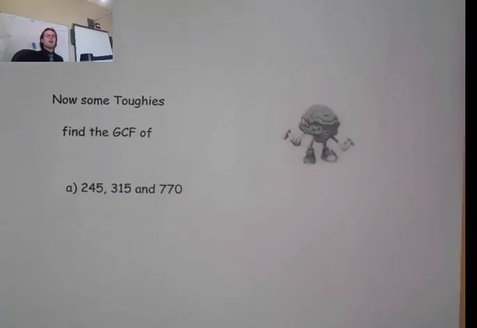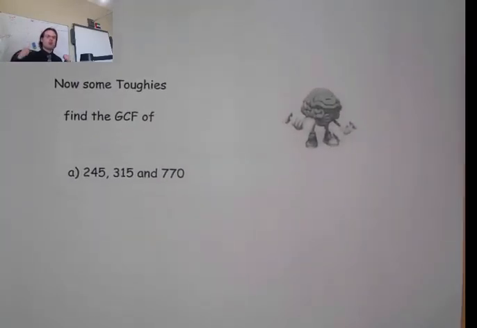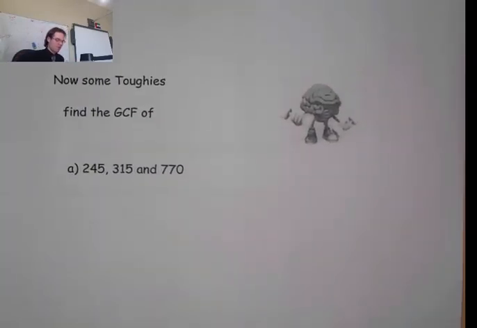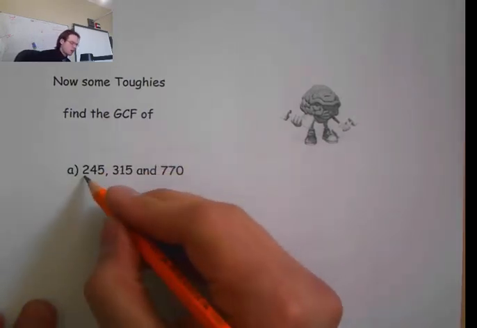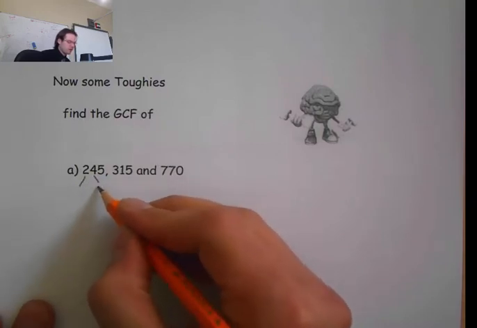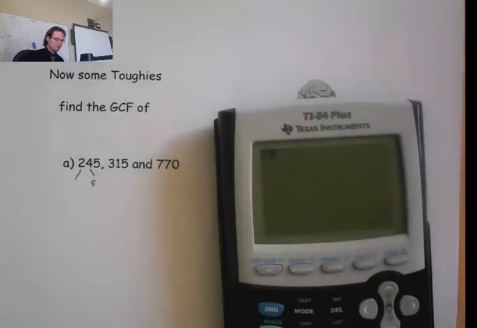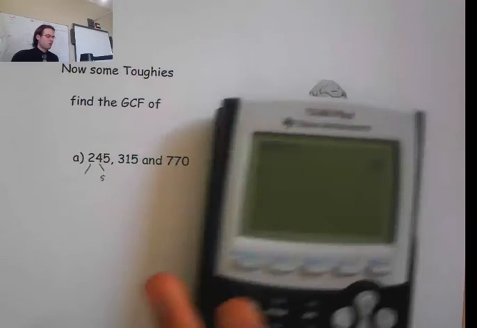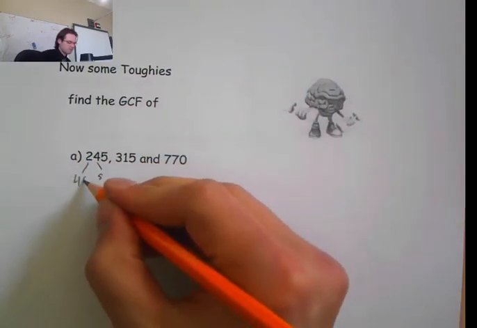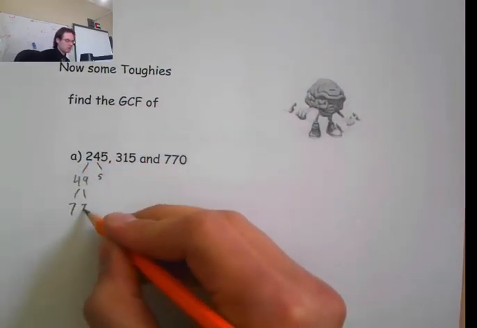All right. Now, here are some new toughies. A real good brain workout for you for greatest common factor. Okay? We have 245, 315, and 770. First step, these are big numbers. Let's try and find our prime factorization. I know this can be divided by 5. So I'm going to put a 5 there. So what's 245 divided by 5? I get 49. So this is going to give me 7 and 7.